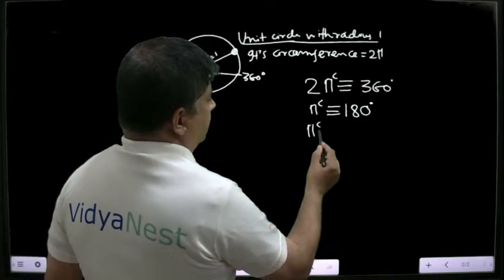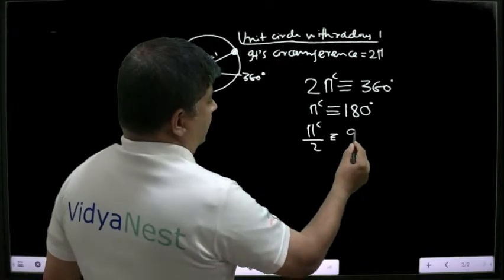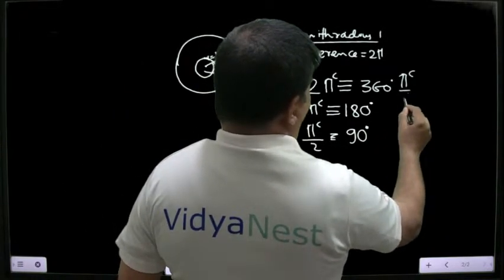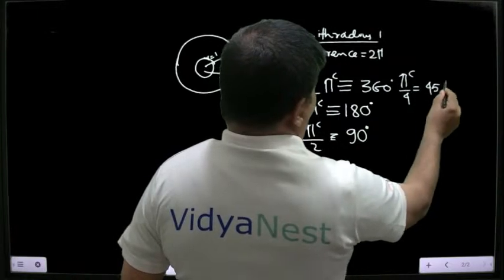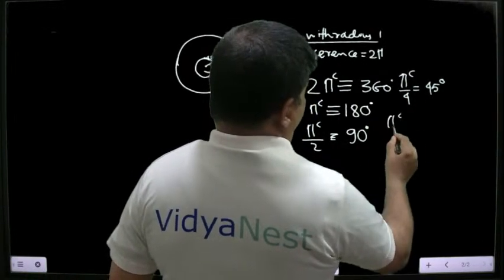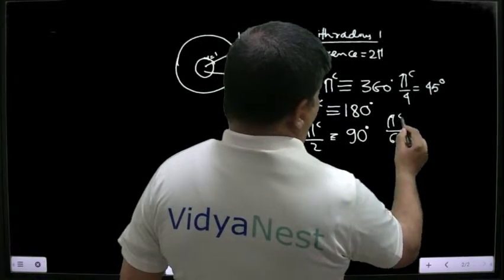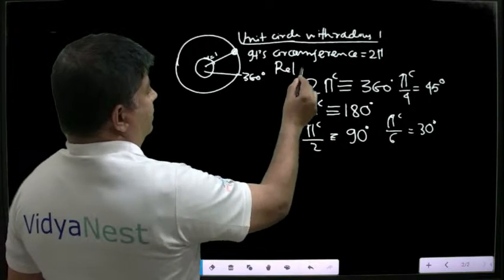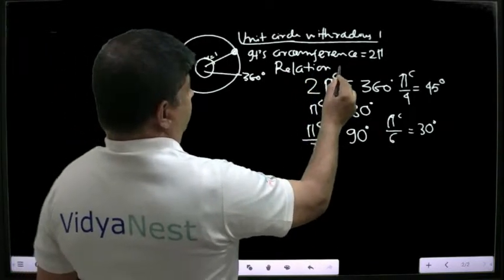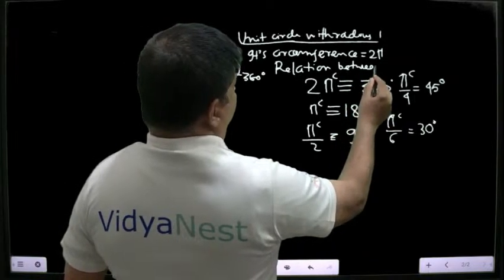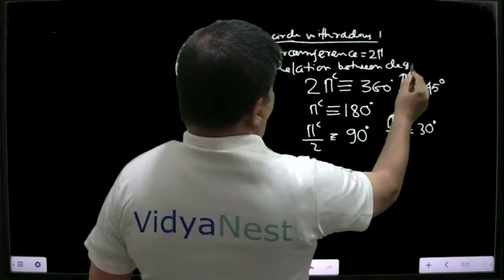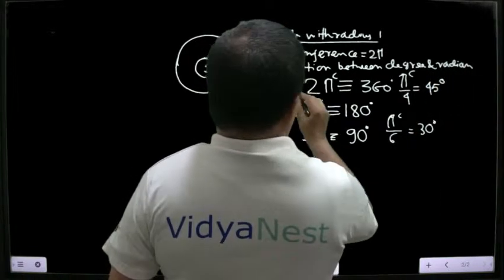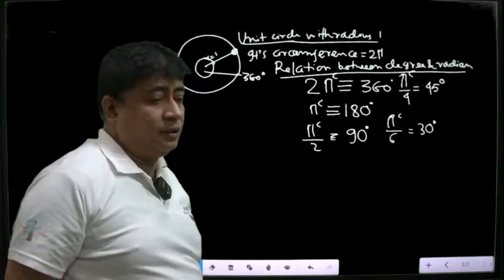Pi by 2 is 90 degrees. Pi by 4 is 45 degrees. Pi by 6 is 30 degrees. This is the relation between degree and radian.